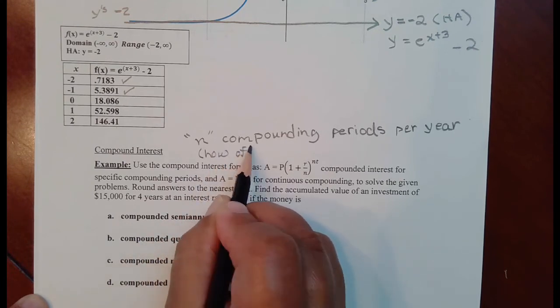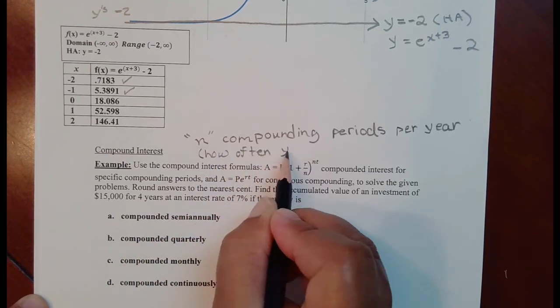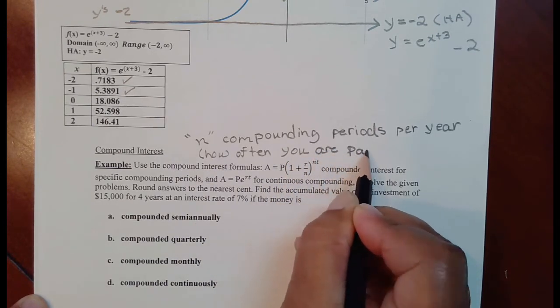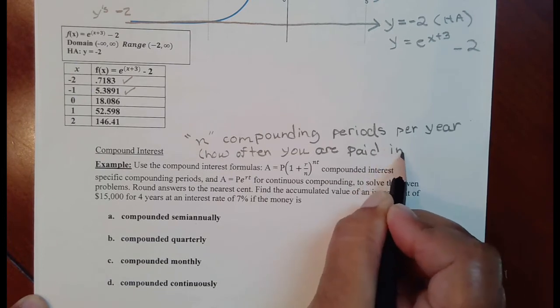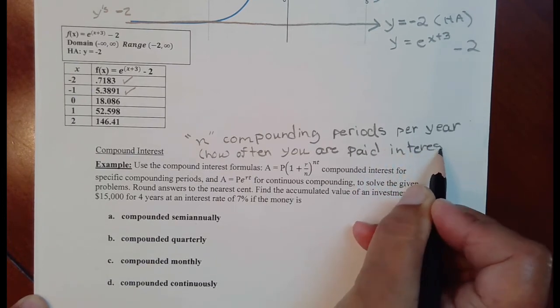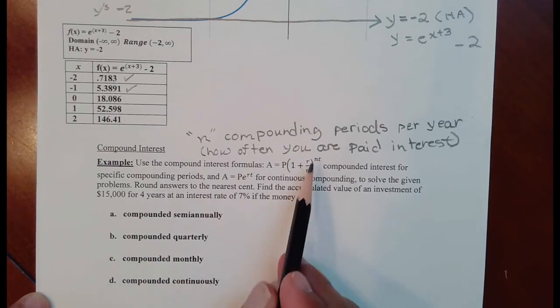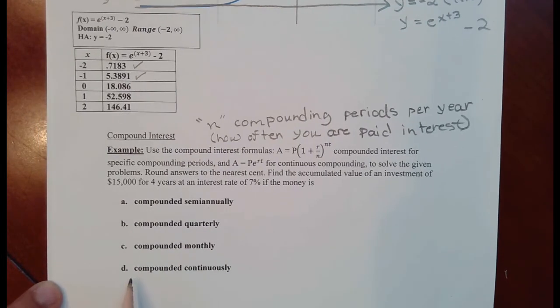And if you're going to be paid continuously, well, you stop having an N. You no longer have an N, because what does continuously mean? Every second? Every half a second? There's no way to count that. So the formula, when you're going to be paid interest continuously, changes from the formula that has N for number of compounding periods to one that does not have the N value. That would be A is equal to P times e raised to a power of r times t. So that's what N stands for.